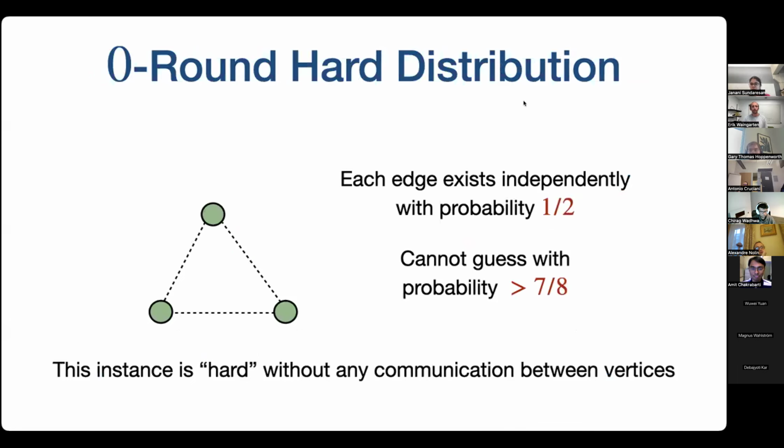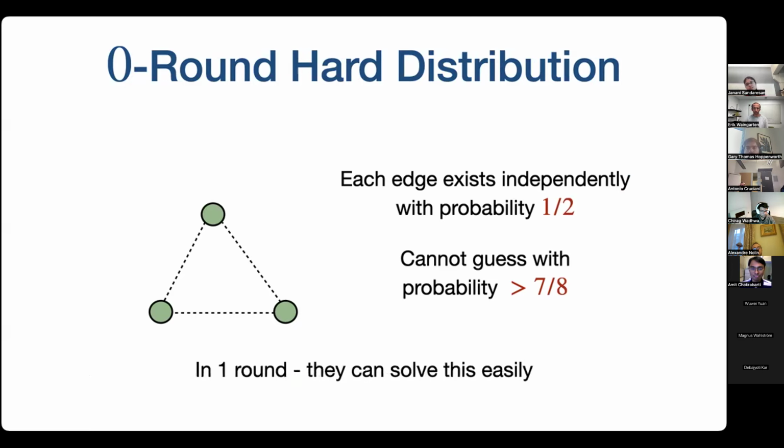So the zero round hard distribution is super simple. By zero round, we just mean that there is no communication happening, and whatever graph we construct is going to be hard without any messages between these vertices. So there are going to be just three vertices, and each edge between these three pairs of vertices is going to occur independently with probability half. Okay. So if this happens, these vertices will not be able to guess whether a triangle exists with probability better than 7 over 8 without any communication. So this will be hard without them talking to each other at all.